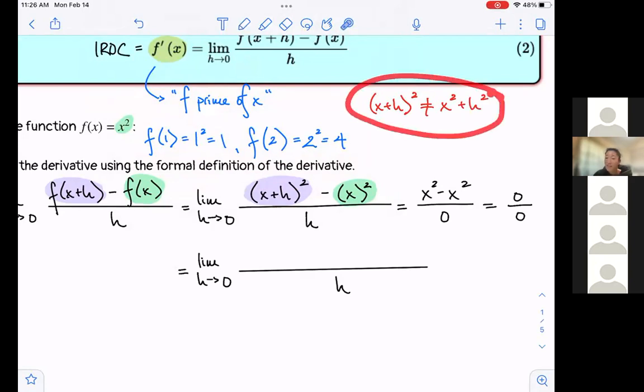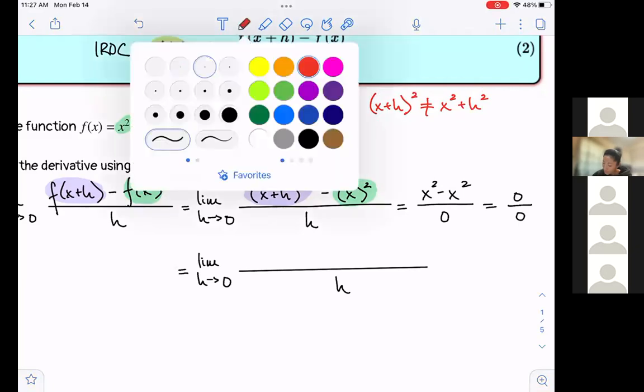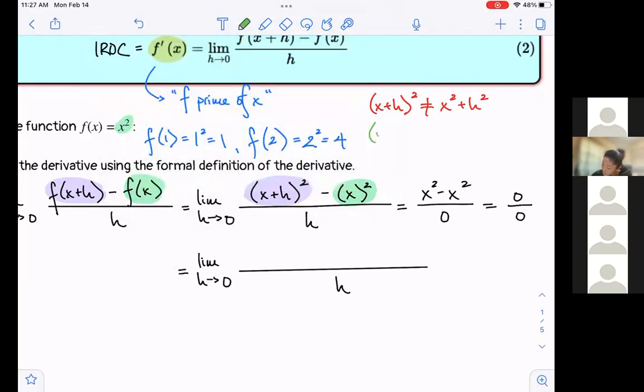This is such a classic mistake. We actually sometimes call this the freshman's dream. Freshman, like it's your first year doing something, you're like, I sure hope that's true. Okay, it's not, unfortunately, because (x plus h) squared is actually (x plus h) times (x plus h), and then we have to FOIL things, or we have to multiply those out and distribute, okay?